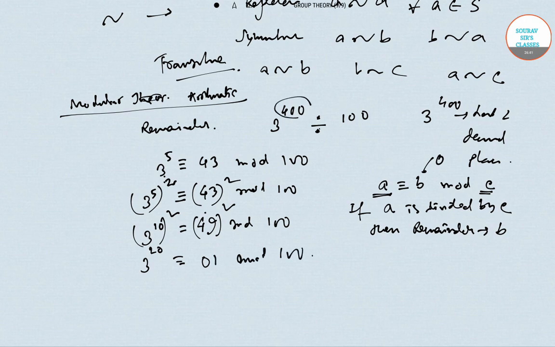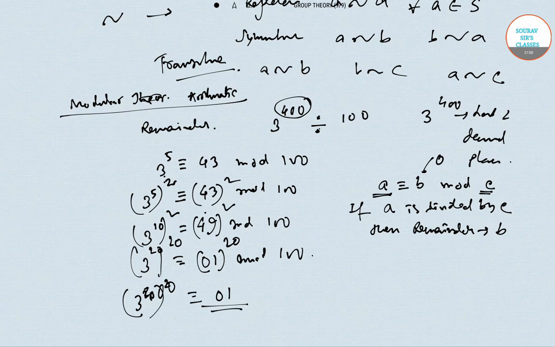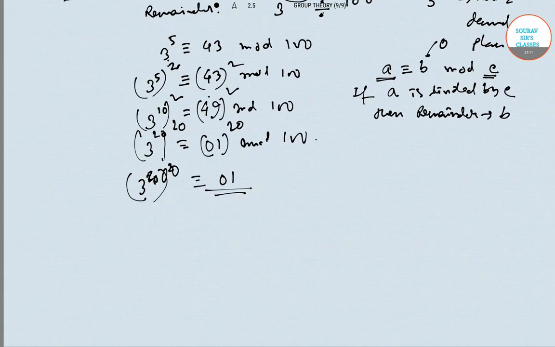So we are reaching 400. 20 into 20. Our target is somehow to reach this portion. So this is now 3 to the power 400, which is 01 to the power 20. Hence the remainder is 01, or the last two digits of the decimal places of 3 to the power 400 are also 01. So by this, the application is so easy.